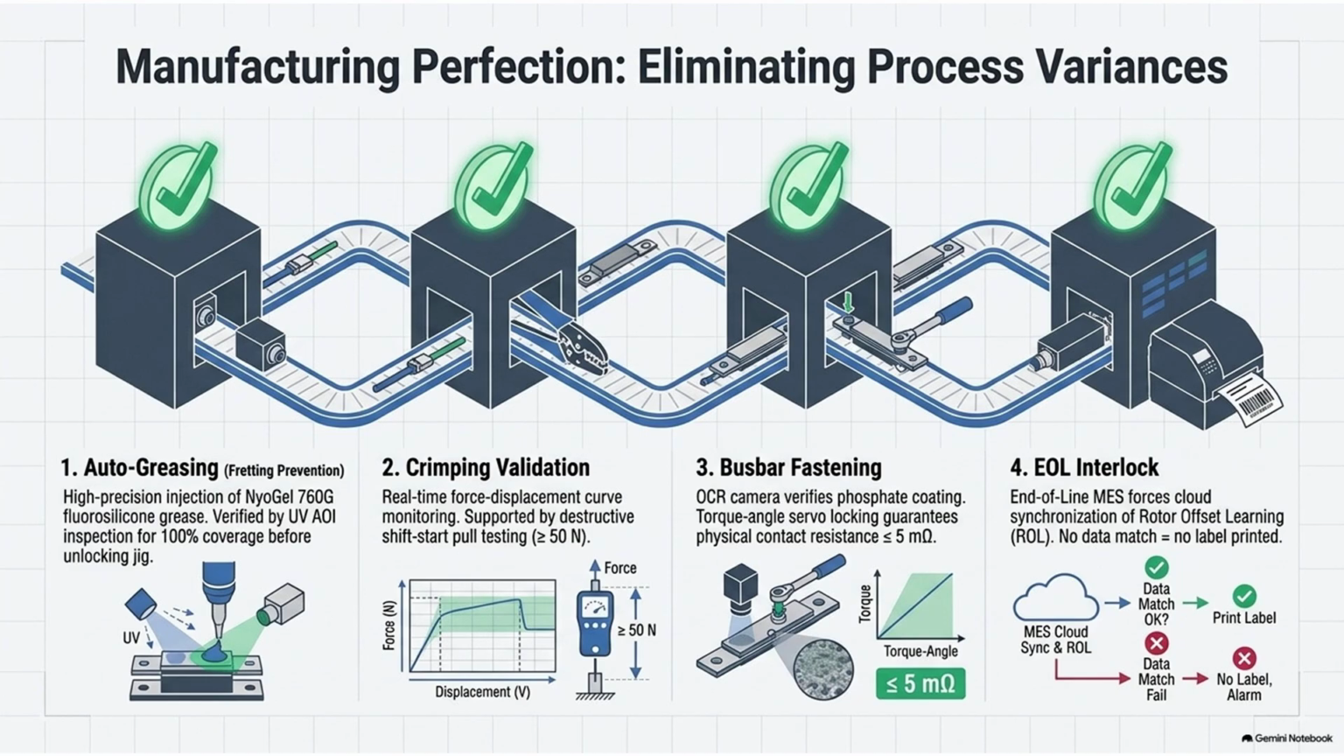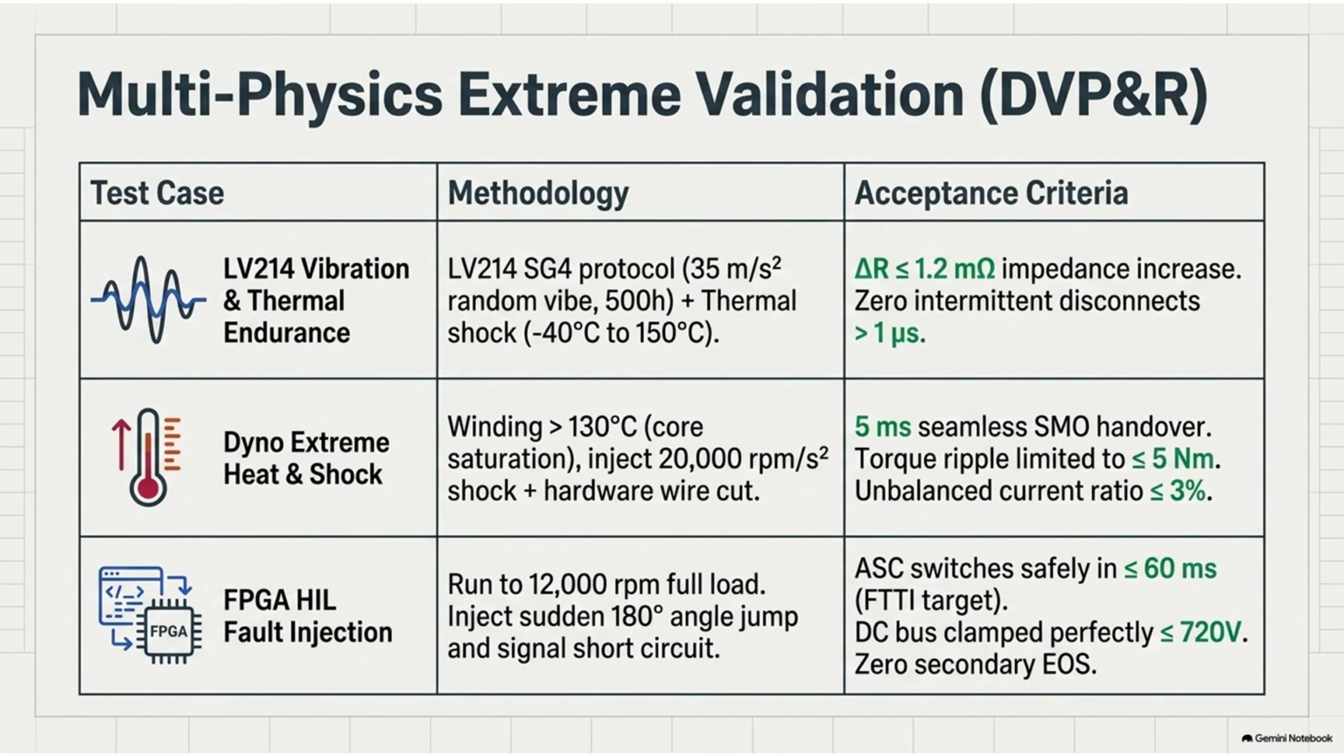This test validates the mechanical and electrical resilience of the connectors and the encoder housing. They strap the fully assembled components to a high-frequency vibration table. Okay. And they blast it with a random vibration profile, generating an immense 35 meters per second squared of acceleration force. That equates to roughly 3.5 Gs of constant, violent, high-frequency shaking. And they maintain that continuous stress for 500 uninterrupted hours.